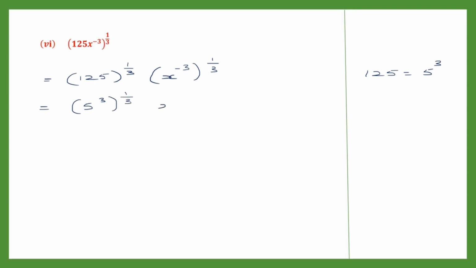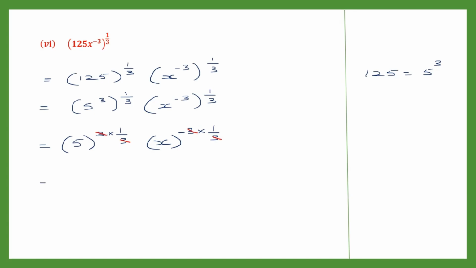And here we already have x to the power of minus 3, which is raised to the power of 1 by 3. Now we can use the power law and multiply 5 raised to the power of 3 into 1 by 3. So this is done. Now here we can say the same thing: x is raised to the power of minus 3 into 1 by 3. So here we can start cancelling. Now we can cancel this 3 and this 3 and this 3 and this 3.